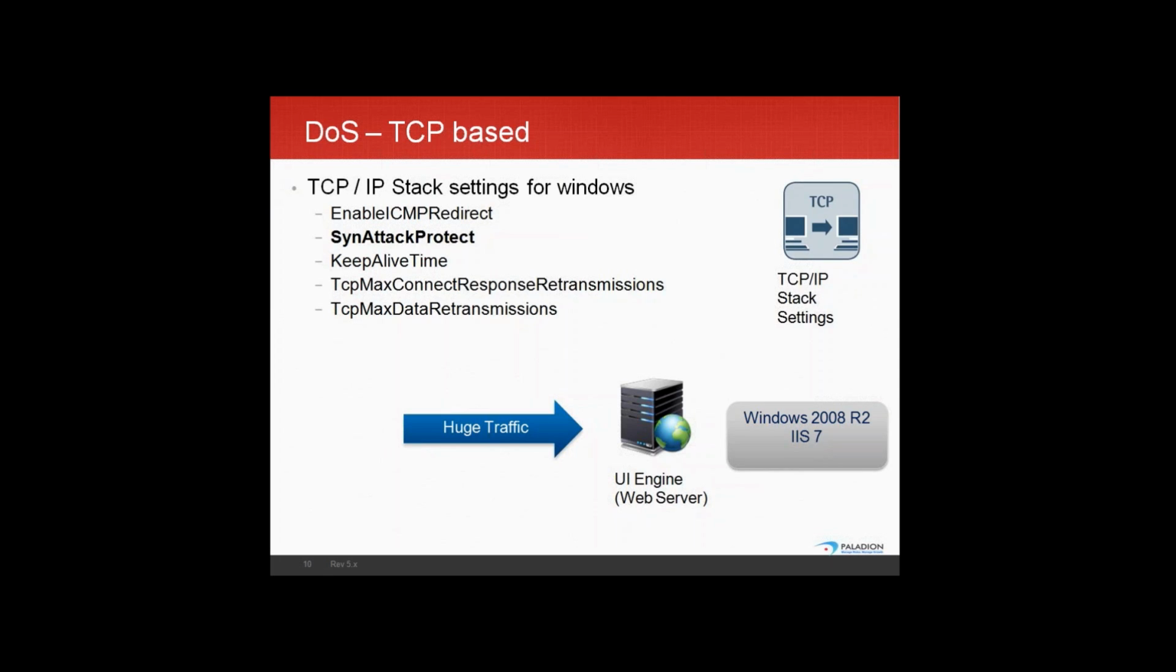In Windows 2008, there are some important configuration parameters of TCP/IP which have to be hardened to prevent these attacks. Now, as you can see on the screen, some of these TCP/IP stack settings are enable ICMP redirect, SYN attack protect, keep alive settings, max connect response retransmissions, and TCP max data retransmissions.